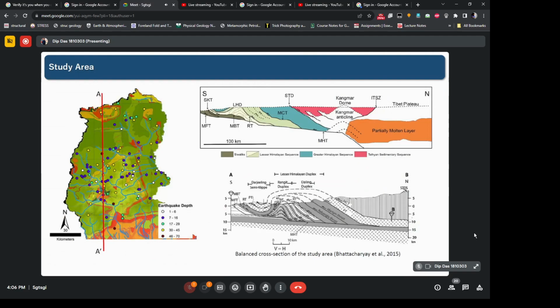Now, in terms of structure, we can see there are several north dipping thrusts within the region, and all the thrusts are branching out from the basal main Himalayan thrust, or the MHT here. There lies a duplex structure between the Ramgarh thrust and the main boundary thrust, known as the Lesser Himalayan duplex, and in the area it is known as the Rangit window, which is situated here. And this is the balanced cross section from Bhattacharya et al. of the duplex structure.